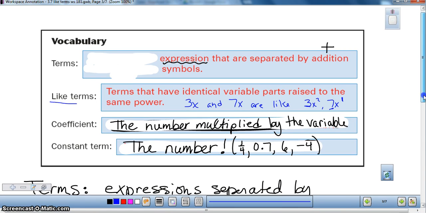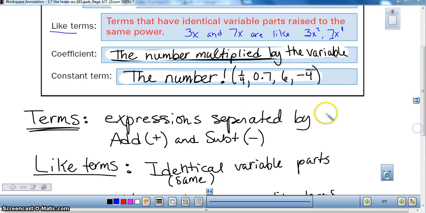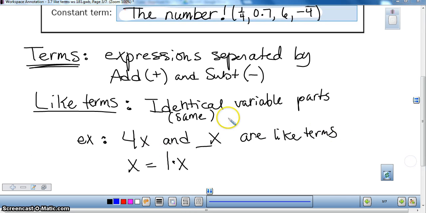Now, as you are taking a look, terms are always expressions that are separated, and I now say down here by addition and subtraction. Key thing, subtraction is always changed to adding the opposite. Like terms, identical variable parts. Now, some people will sometimes say 4x and x, those are like. Yes, they both have x to the first, but we as mathematicians, and for the rest of your life, will understand that if there's no number in front of x, to always put a 1.